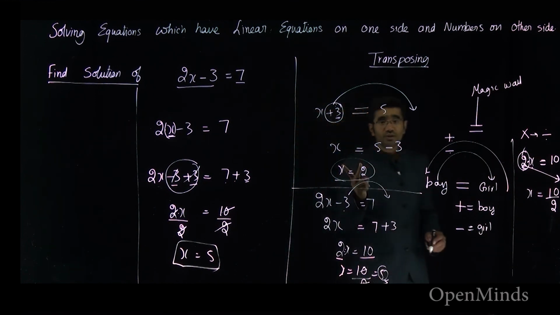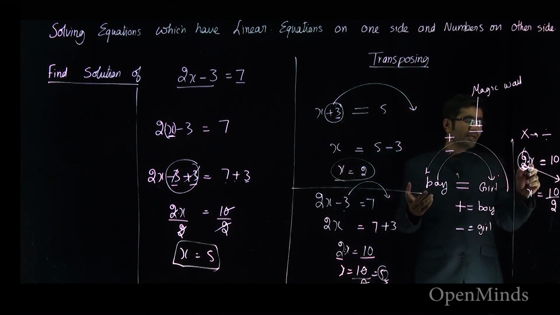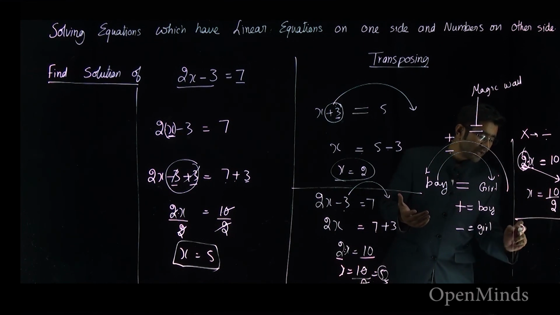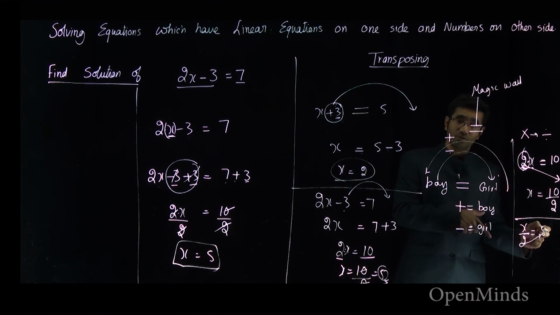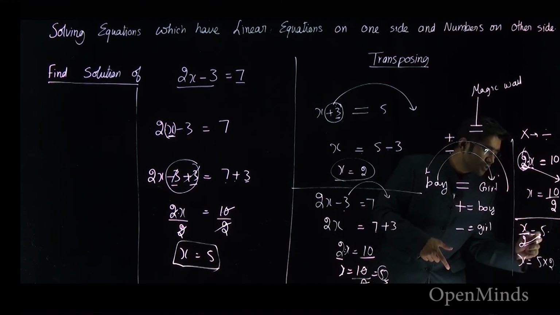So there are 2 rules we need to understand. All right, a boy jumps, it becomes a girl. A girl jumps, it becomes a boy. If a multiplication goes to the other side, it becomes division. And similarly, if I have x divided by 2 is equal to 5, and the 2 has to go to the other side, where 2 is dividing x, basically now 2 will go to the other side multiplying with 5. So x would be 5 times 2. So that's how it works.